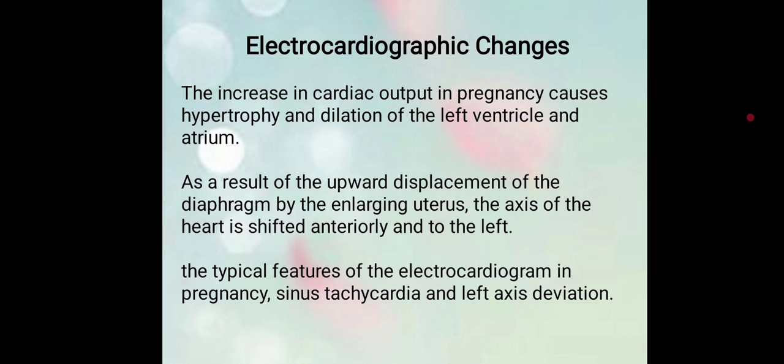Regarding ECG, electrocardiographic change, the increase in cardiac output in pregnancy causes hypertrophy and dilatation of the left ventricle and left atrium. The upward displacement of the diaphragm by the large uterus will shift the axis of the heart anteriorly and to the left. So, the typical features of ECG in pregnancy are sinus tachycardia and left axis deviation.